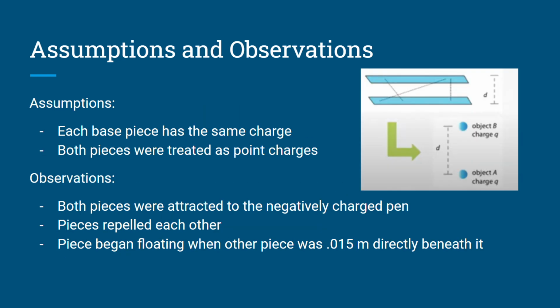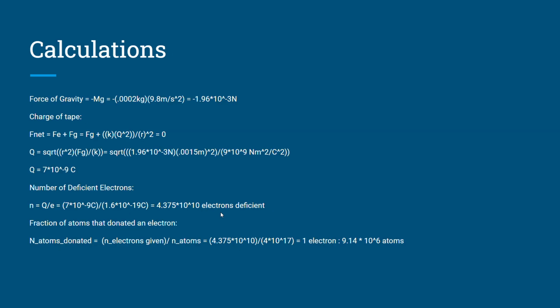Assumptions and observations. Each base piece is the same charge. Both pieces were treated as point charges. I'm not going to do that this lab. Go line charges. They both attracted the charged pen, repelled each other, and began floating, and it was about 0.015 meters directly beneath it whenever we did that. That's the D I used in my point charge equation.